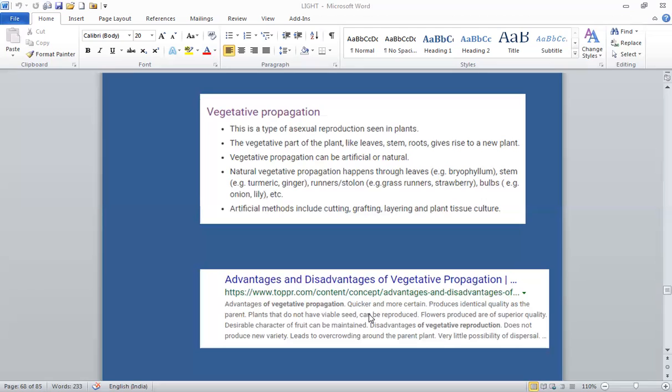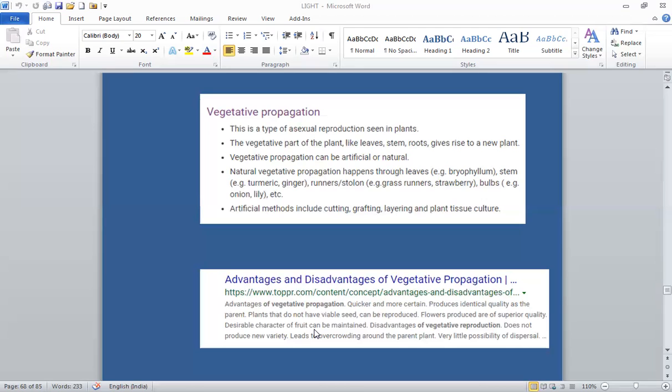Many new varieties of plants can be grown. So vegetative propagation, we can say, is an easy, quick, fast, and certain method of growing plants. And plants which do not have viable seeds or produce very weak seeds can be grown with the help of this process. Flowers produced are of superior quality, and desirable characters of fruit can be maintained. All these are advantages of vegetative propagation.